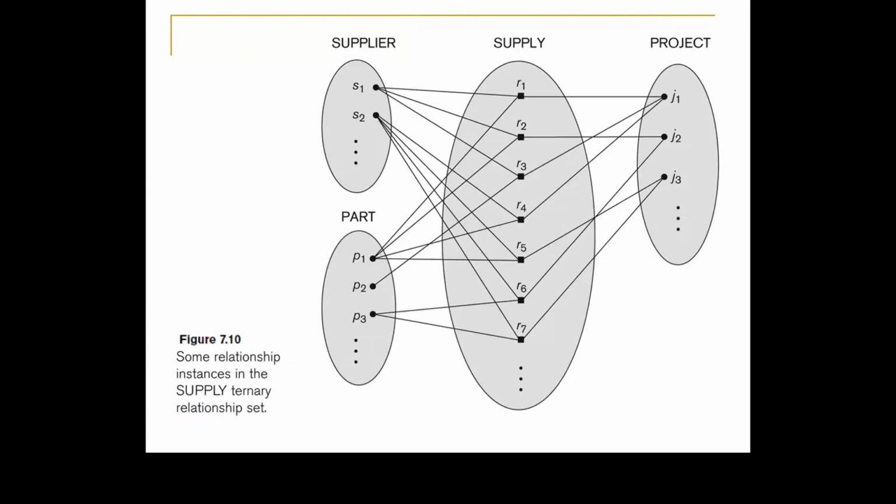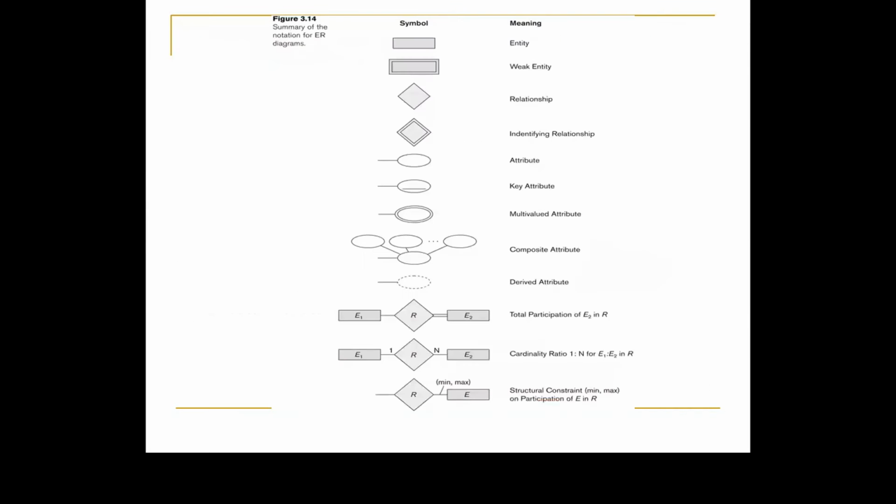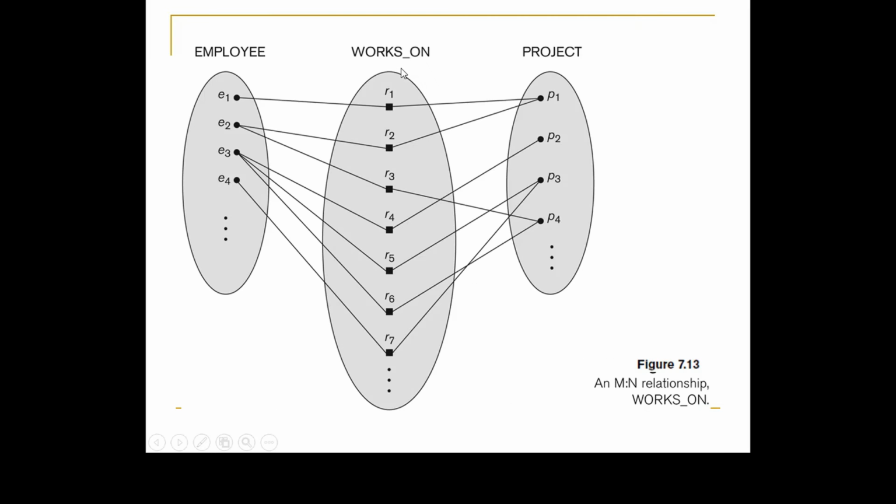When you see the actual full-fledged entity relationship diagram, this diamond represents the relationship. So when you are preparing the whole entity relationship diagram, this diamond will be representing the relationship. Okay.